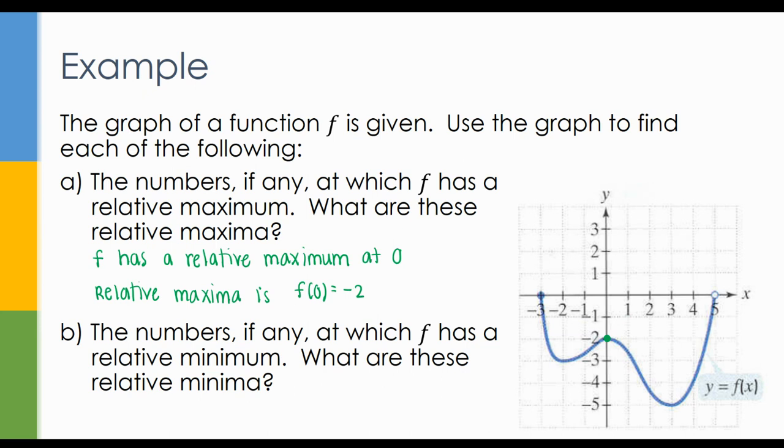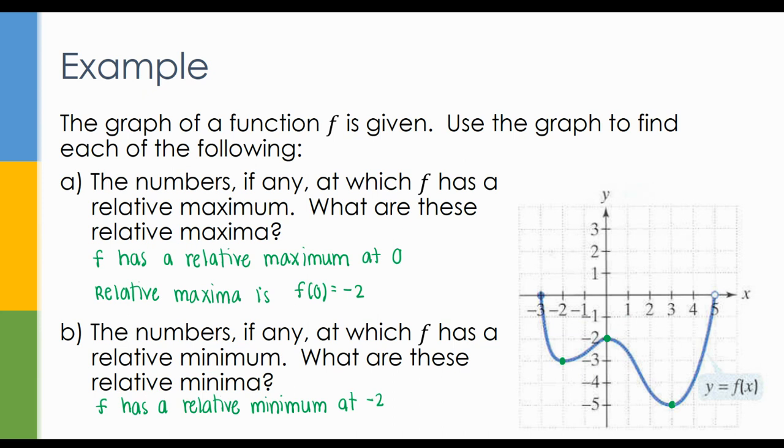In part B, it says the numbers, if any, at which f has a relative minimum. What are these relative minima? So if we're looking at the picture, I happen to see a couple of spots where the graph dips low and then goes back up. So in this picture, I actually have several relative minimums. So it looks like this point here kind of goes down but then dips back up. So notice that that is at an x value of negative 2. So I would say f has a relative minimum at negative 2.